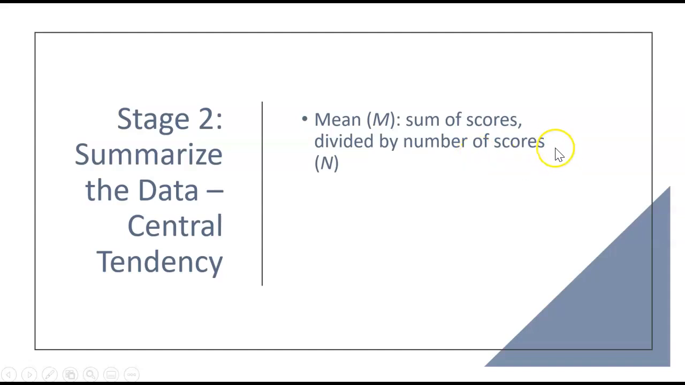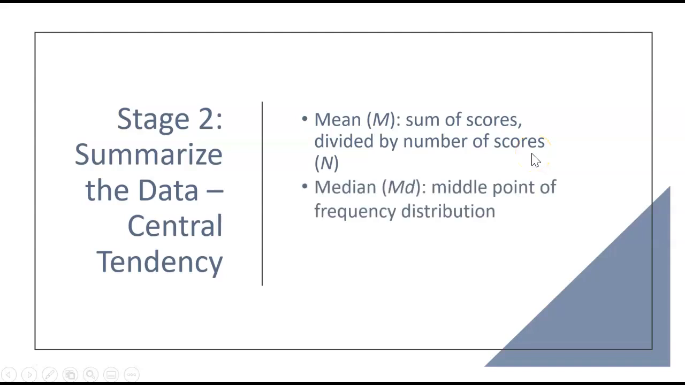If it's a subset of the group, let's say you're reporting the means for males versus females, you're going to use a lowercase n for the subgroup. Median is another measure of central tendency. It's the midpoint of a distribution, so it's literally the middle score. If you order all the scores in the distribution and you identify the middle, if you have an odd number of scores, it's literally the middle score. If you have an even number, you average the middle two scores, and that's the median.